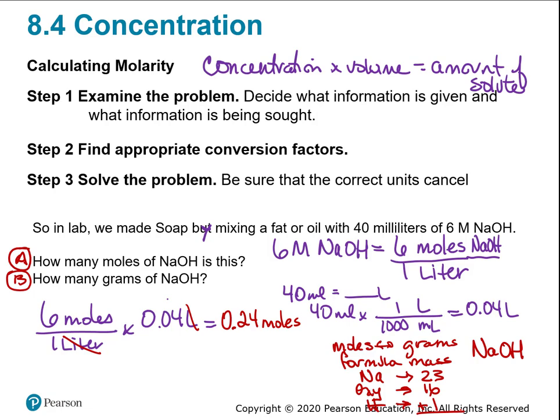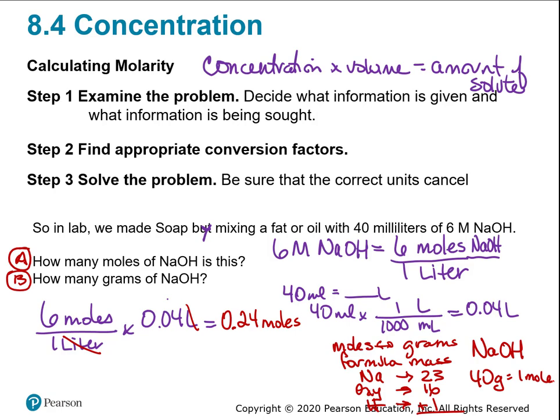So I don't randomly just come up with those numbers. They're on the periodic table. Remember the atomic mass. So look at the periodic table. It is the larger number with the decimal place. Just round it to the nearest whole number. 23 plus 16 plus 1 is 40. So I know that there's 40 grams is equal to 1 mole.